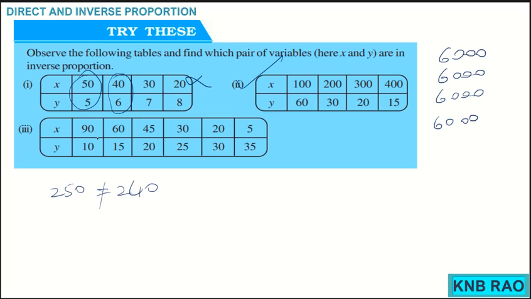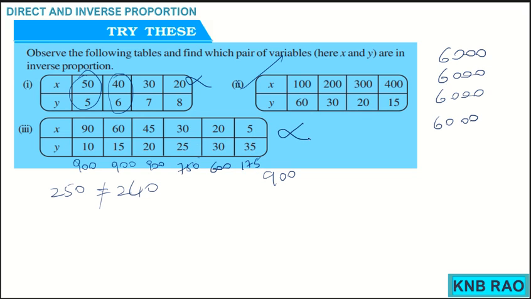Coming to the third table, you could observe that the product of 90 and 10 is 900. Here I am writing 900 below. 60 and 15 gives 900. 45 and 20 product is 900. 30 and 25, here it is not 900. So 25 threes are 75, 20 thirties are 600, and 35 fives are 175.